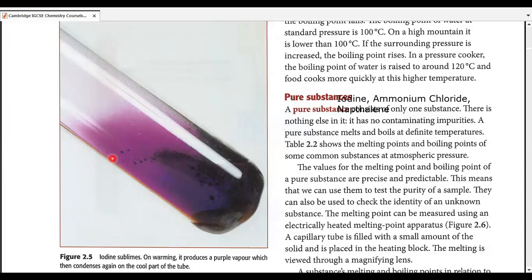Claire, can we all see it? Okay. Any questions so far on sublimation? Okay, moving on.